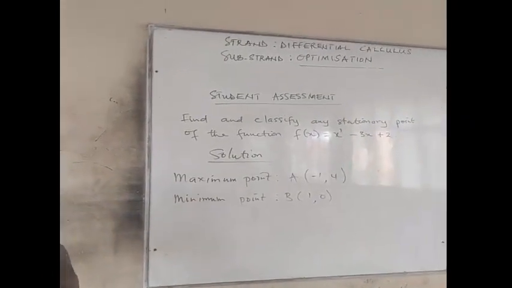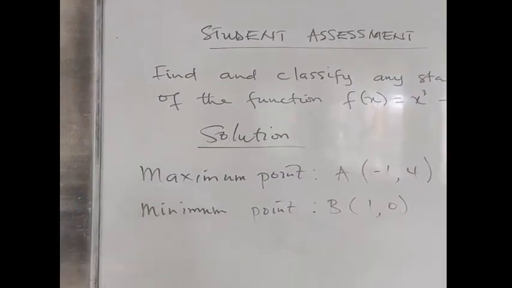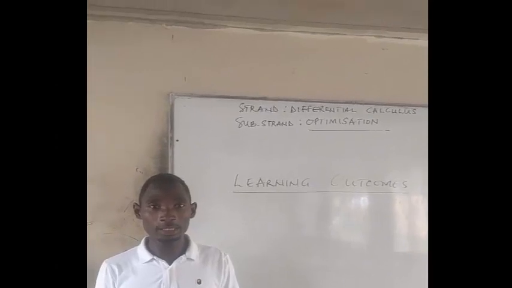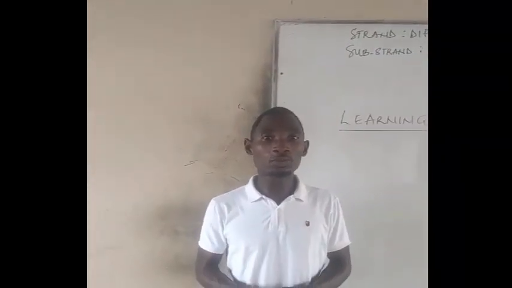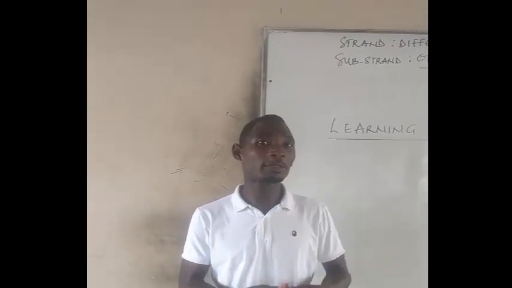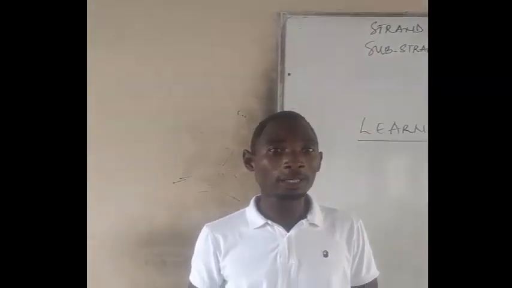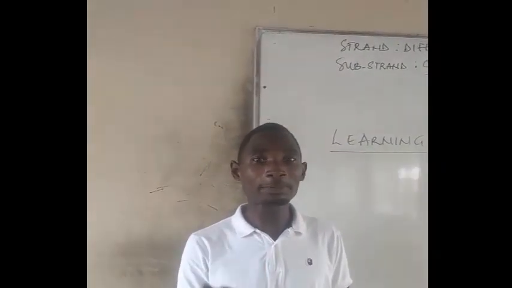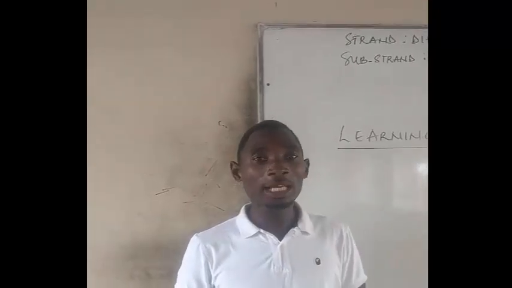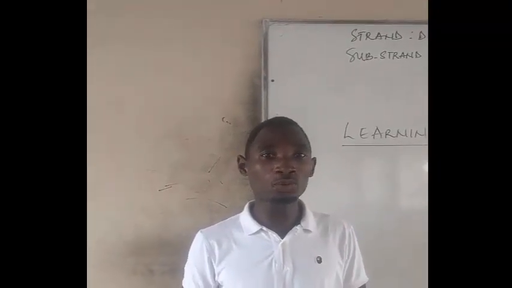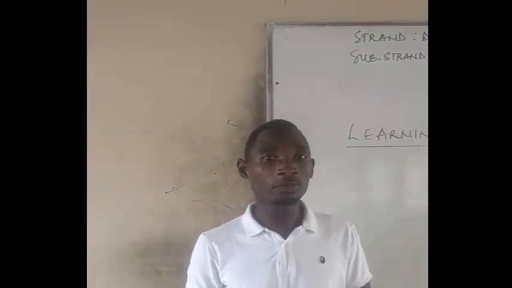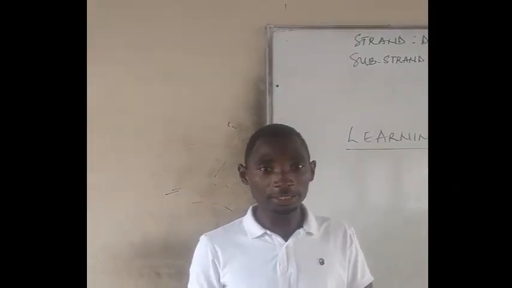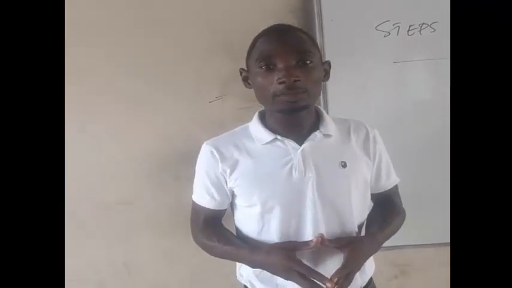This is the solution to the problem we have. Learning outcome for today's lesson: by the end of the lesson, the student will be able to clearly identify optimization related problems and also outline the steps in solving them. And the student will be able to solve problems related to optimization with 100% accuracy.